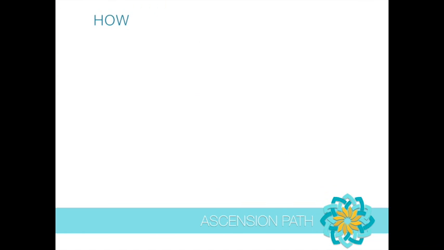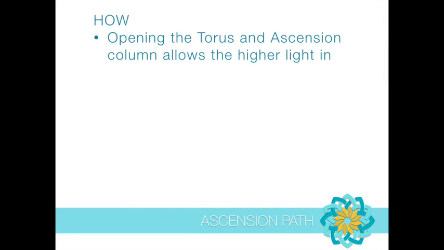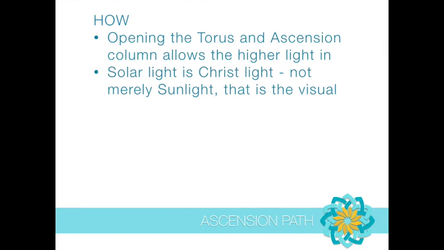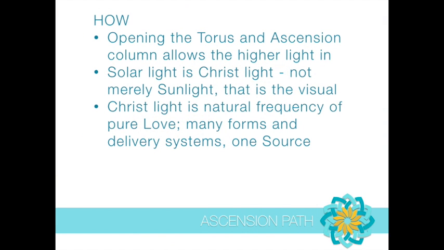Here's the big how. All of these steps in Ascension Path will teach you the how, but let's go through a few of them just for emphasis. Opening the torus in the ascension column allows the higher light in, and you have many exercises in Ascension Path about opening the torus and ascension column. The solar light is Christ light. It's not merely sunlight, not just the sun, Solaris, that is the visual. The Christ light is a natural frequency of pure love. And there's many forms and many delivery systems, but it all comes from one source.